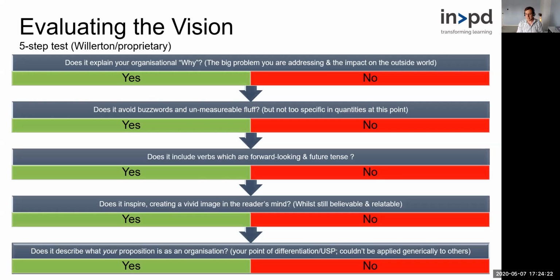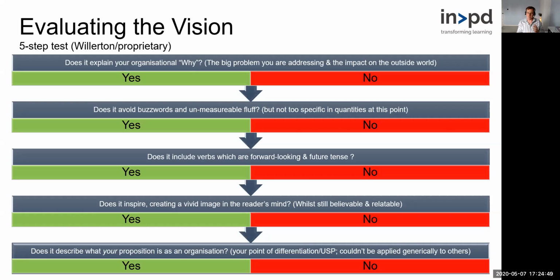We've created a vision then. How do we pass it through that initial stress test of, is it fit for purpose? Number one, does it explain the organizational why that Simon Sinek talks about? Number two, does it avoid buzzwords or unmeasurable fluffiness? Yeah, it can be audacious goal stuff, but can you get a grip of it? Is it in any way measurable or not?